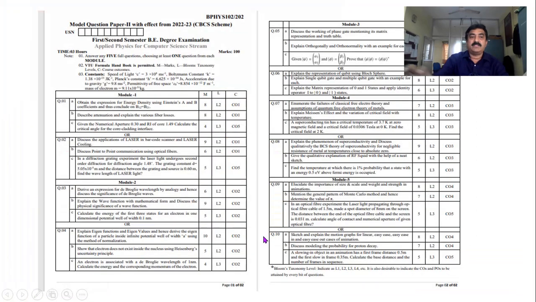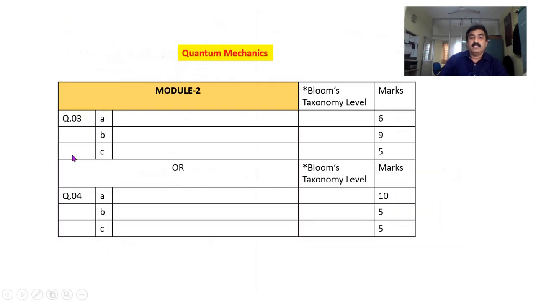Here is question number 3. Of course, this is the question paper pattern. So this is where this particular module I am going to discuss. This is module number 2, question number 3 and 4. Already I have discussed question number 1 and 2 in my previous two videos. And the pattern is like this. You will have three questions. Question number 3 A, B, C. Number 4 A, B, C. Obviously C is a numerical, and the marks distribution, as I told already in the introductory video, 6, 9, 5, 10, 5, 5, like that. So for numericals, maximum marks allotted is 5 only.